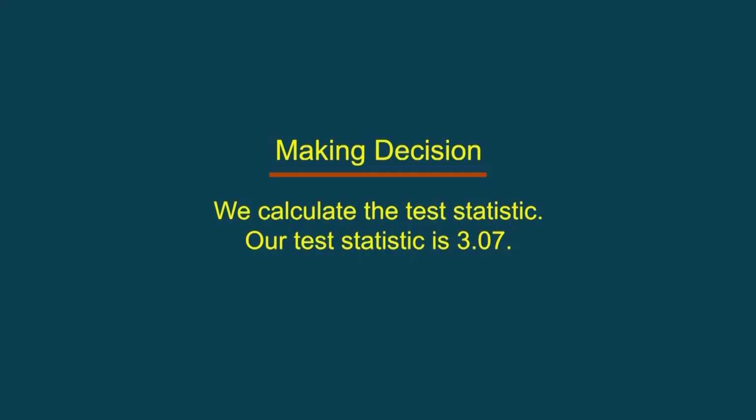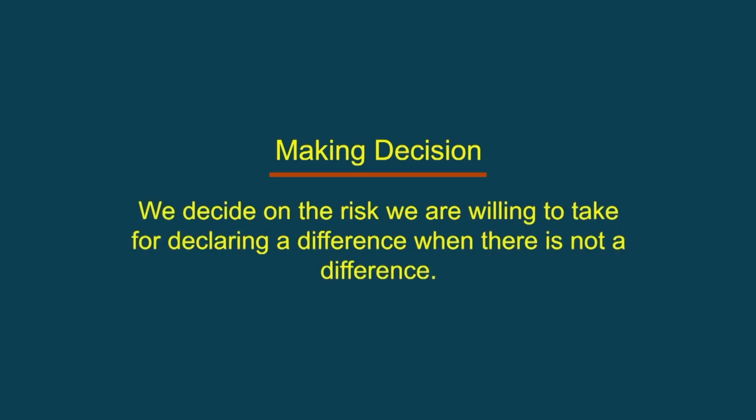Now, after looking at the value of the test statistic, we have to make a decision on what to do, whether we accept that the claim is justified or not. That is what we have to do. So the test statistic comes out to be 3.07, as we have already mentioned. We decide on the risk we are willing to take for declaring a difference when there is not a difference. Declaring a difference means we are rejecting the null hypothesis. When there is not a difference, the null hypothesis is true.